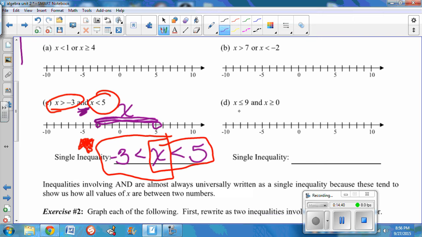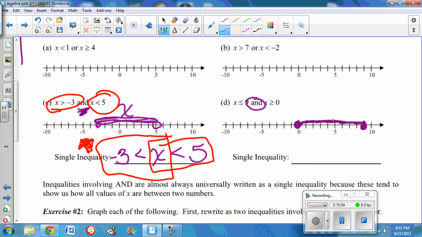So let's do that one more time. x is less than or equal to 9. Okay, so it's going to come this way. It's "and," so it's got to be all the values in between. Remember, they both have to be true. So at 0, x is greater than or equal to 0. Greater than is going to go to the right, so that's where they're going to meet in the middle.